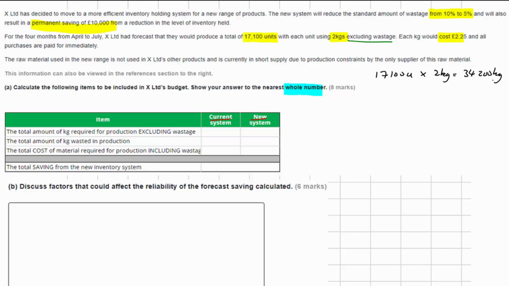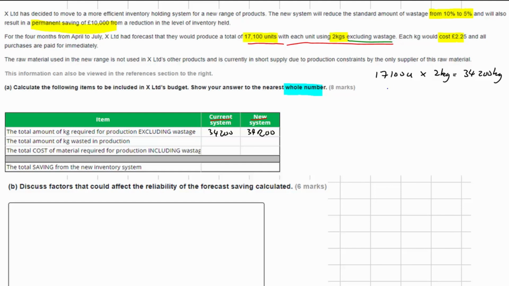So we can see that under both systems, we'll need 34,200 kilograms. Then it's also asking us, what's the number of kilograms wasted? Let's look at the information again very carefully. It says that we're going to make 17,100 units, with each using 2 kilograms excluding the waste. So that means we will actually consume more than the 2 kilograms, because some of it is going to be wasted through the process of production.